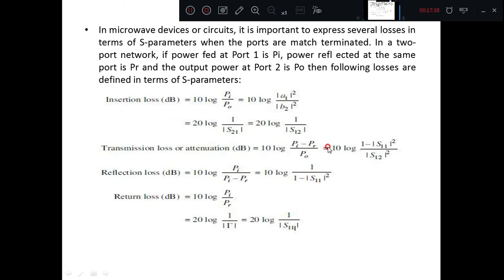In the next class we will be discussing one or more numerical examples where we have to determine the various losses that occur during the transmission.